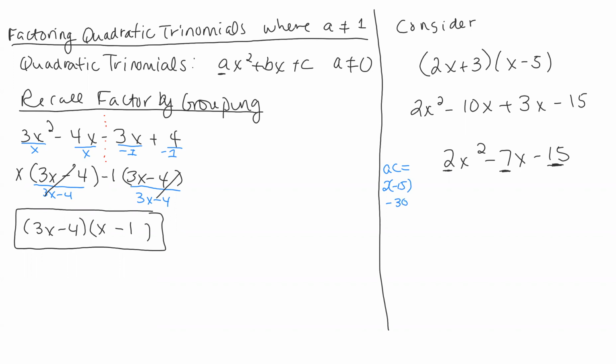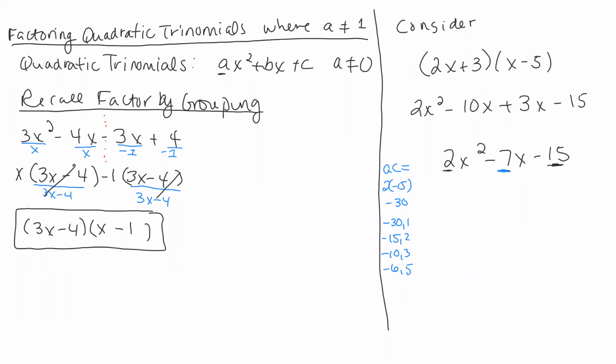So instead of just looking at C, I multiply A and C, so the coefficient on the squared term and the constant, and then I find factors of that that'll add up to be the coefficient of the linear term. So I've got a product here, AC is -30. I need factors of -30 that will add to -7. So in order to get a product of -30, my factors have to be 1 positive, 1 negative, and I want the larger factor to be negative. That'll give me this sum of -7. So factors of 30 could be -30 and 1, -15 and 2, -10 and 3, or -6 and 5.